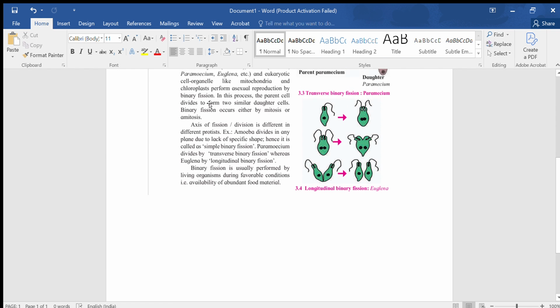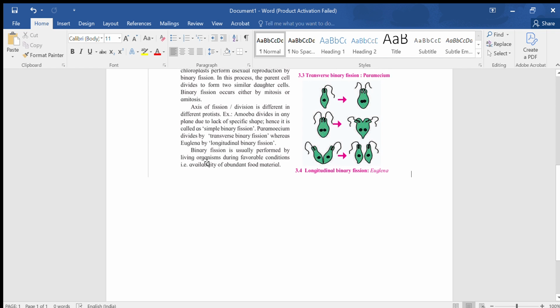So let me see the axis of fission. The division is different in different protists. Amoeba divides in many planes due to lack of specific shape. As I already told, amoeba doesn't have a specific shape, so there is no specific division, and hence this is called simple binary fission. And in paramecia, we already checked, they divide by transverse binary fission, whereas euglena divides longitudinally.